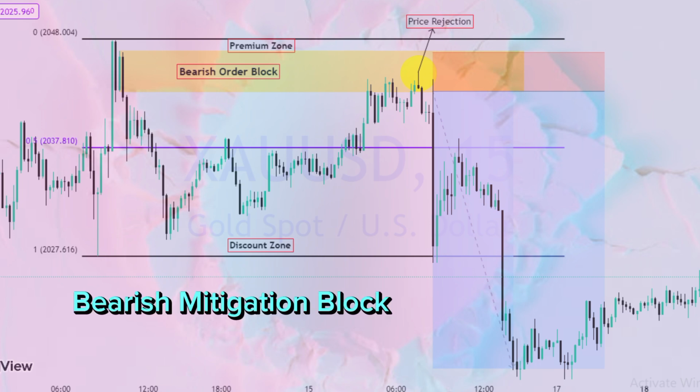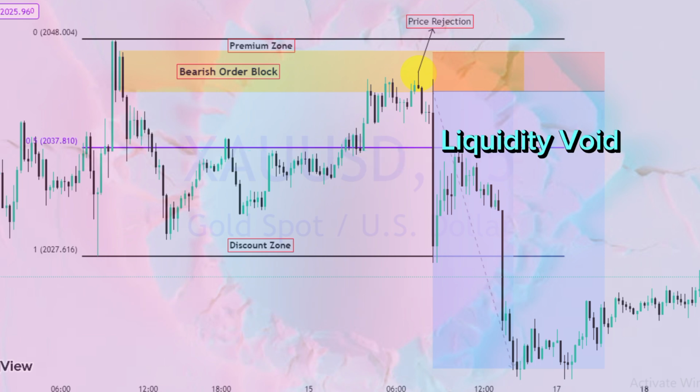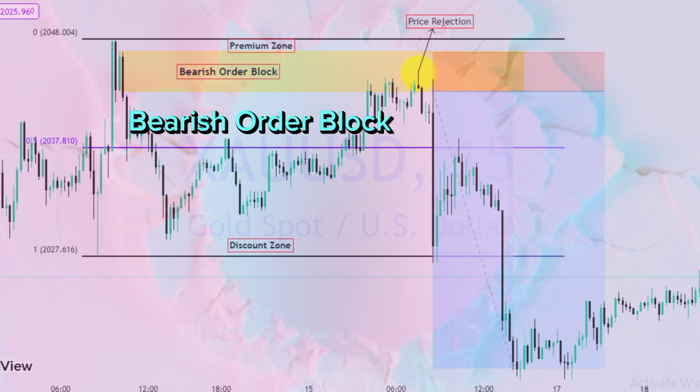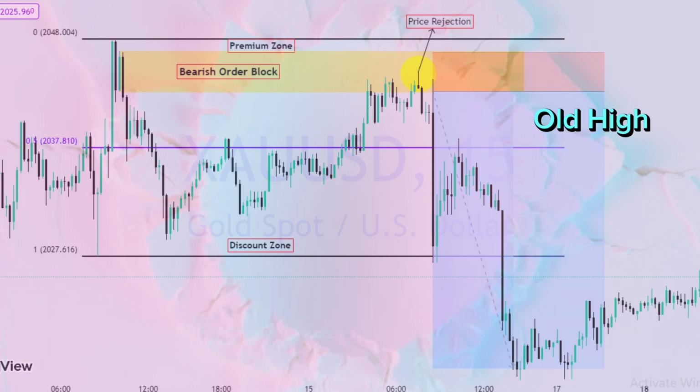1. Bearish mitigation block. 2. Bearish breaker block. 3. Liquidity void. 4. Fair value gap. 5. Bearish order block. 6. Bearish rejection block. 7. Old high. You have to look for these tools in the premium zone.